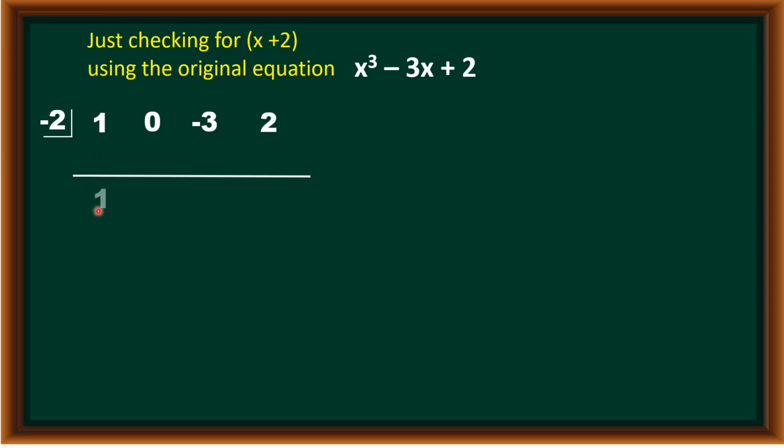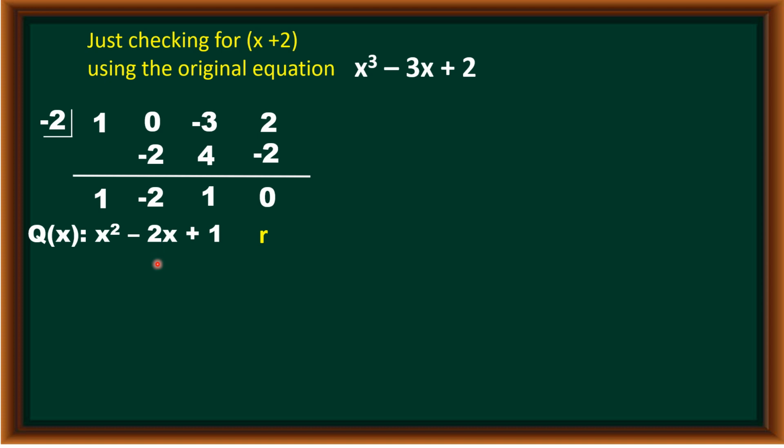So, bring down 1. Times negative 2, it's negative 2. Plus 0, negative 2. Times negative 2, positive 4. Minus 3, it's positive 1. Times negative 2 is negative 2. Negative 2 minus 2 is 0. So, alam na natin na ang x plus 2 is a factor. Now, this is the remainder. This is the constant. Ayan. This is the numerical coefficient for x raised to the first power. Ito naman yung numerical coefficient para sa x to the second power, diba?